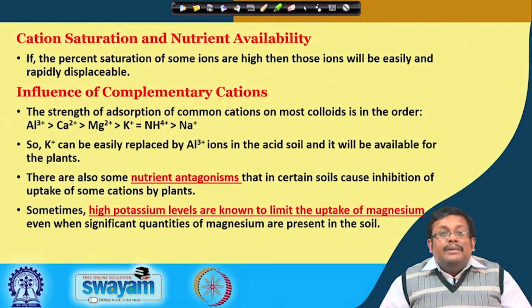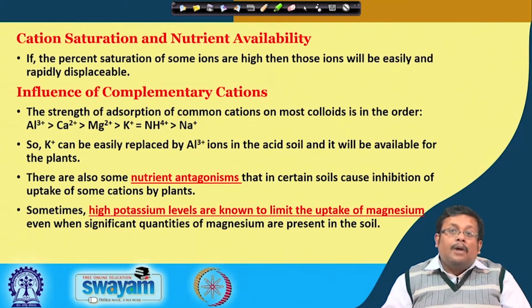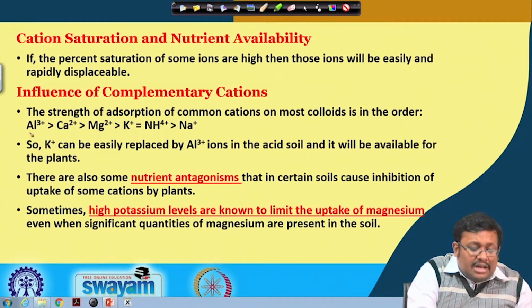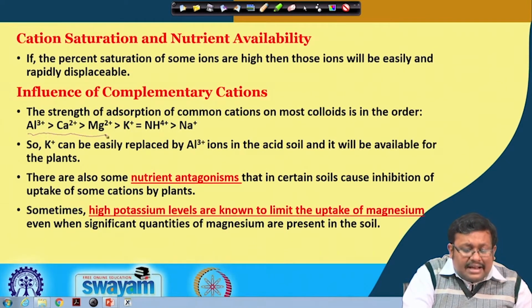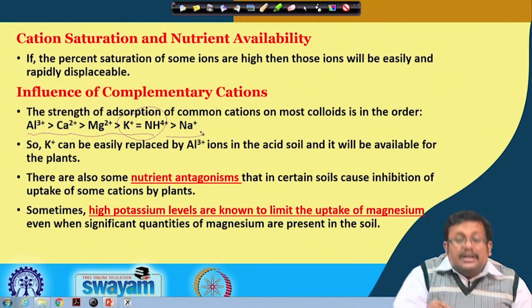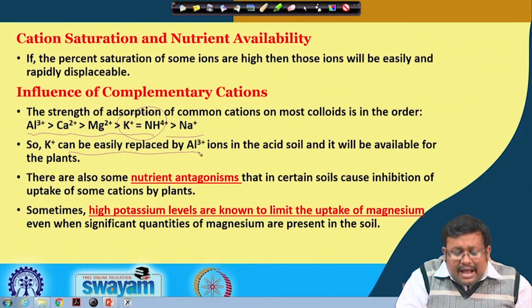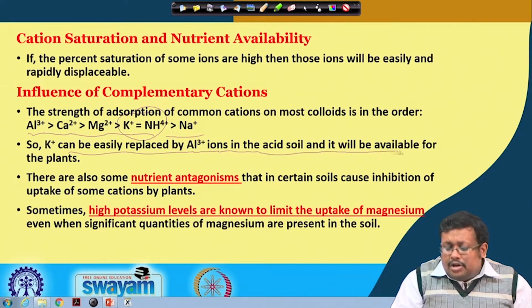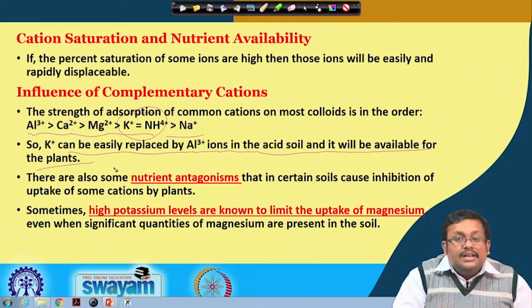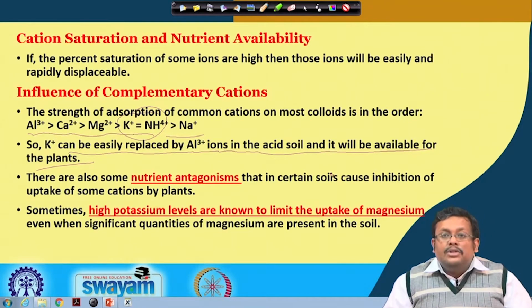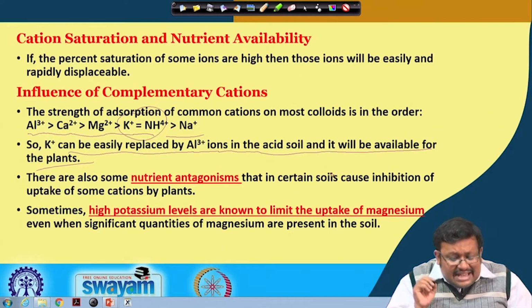Now, influences of complementary ions. The strength of adsorption of common cations on most colloids generally follows this order. What is the order? Aluminum is strongly adsorbed, followed by calcium, then magnesium, then potassium, which shows similar adsorption capacity, and which is further more than sodium. So, potassium can be easily replaced by Al3+ ions in the acid soil and it will be available to the plants. Okay. So, in the acid soil, aluminum will replace this potassium and this potassium will be available to the plants.